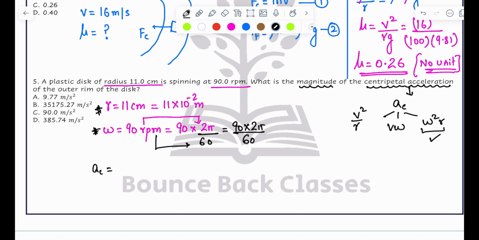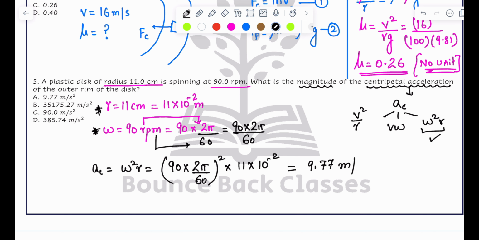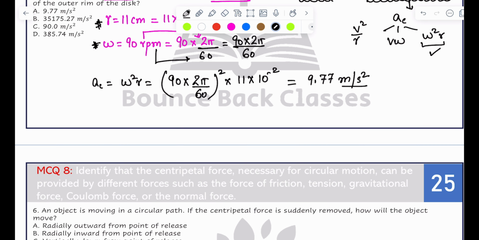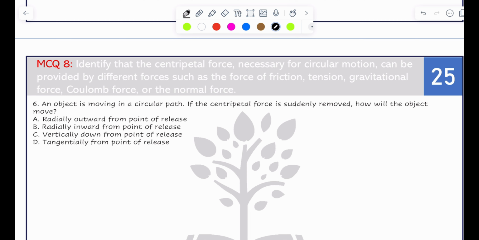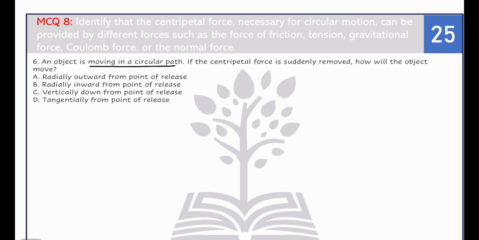So AC is equal to omega square R. Omega is 90 multiply 2 pi divided by 60, square, multiply by what is the radius? 11 multiply 10 raised to power negative 2. Solve this fast. So the answer is 9.77 meter per second square. Guys, do you understand this point? Yes or no?